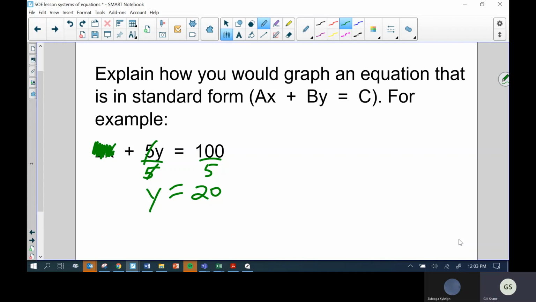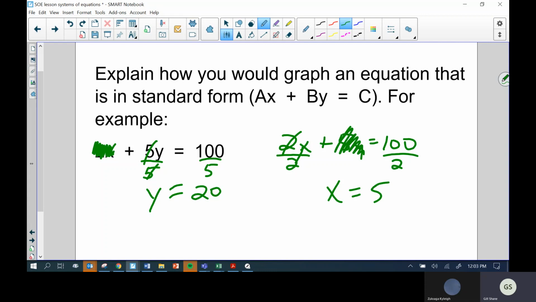Now I'm going to do the same thing. What was it, 2x plus 5y equals 100. So now I cover up this one. Well, I always divide by whatever number is there. X equals 50. And then you graph those. Well, you graph them in a specific way. This is actually 2 different points on the graph because we need 2 points to make a graph.